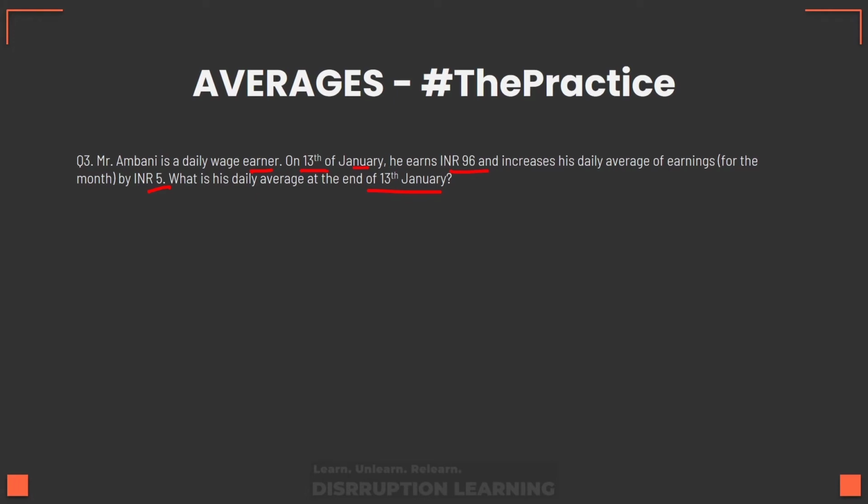For such a question, there is a simple pattern that we use. We write number of days in one column, average in the next, and total in the other. Before this day, 13th of January, he has worked for 12 days, and let's assume that his average is X. So his total is 12X. Now, after the 13th day, his average has become X plus 5.